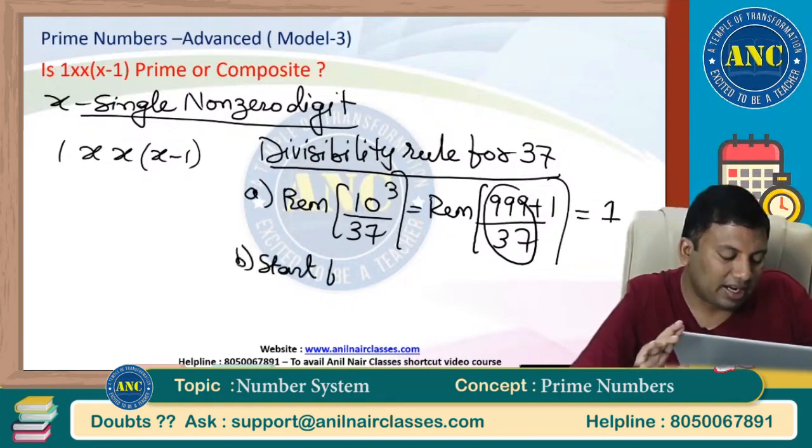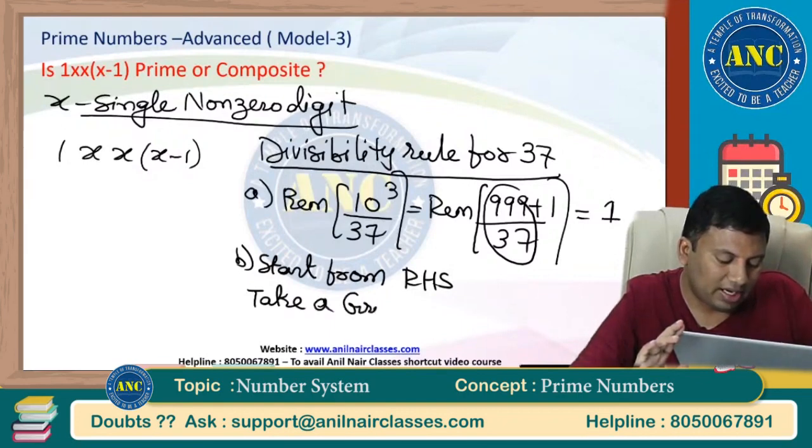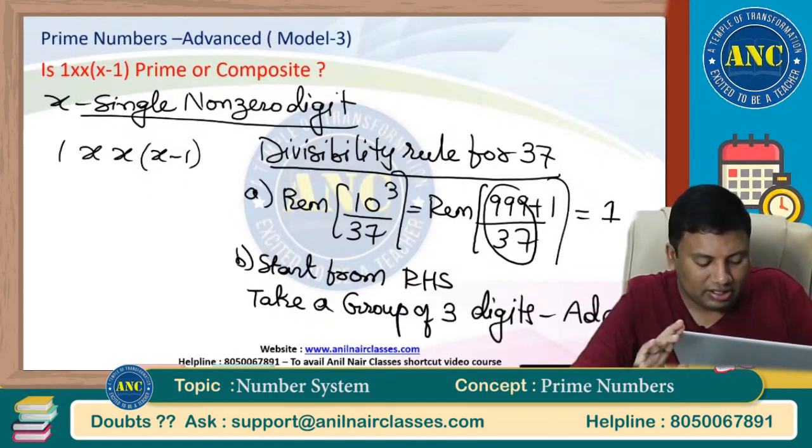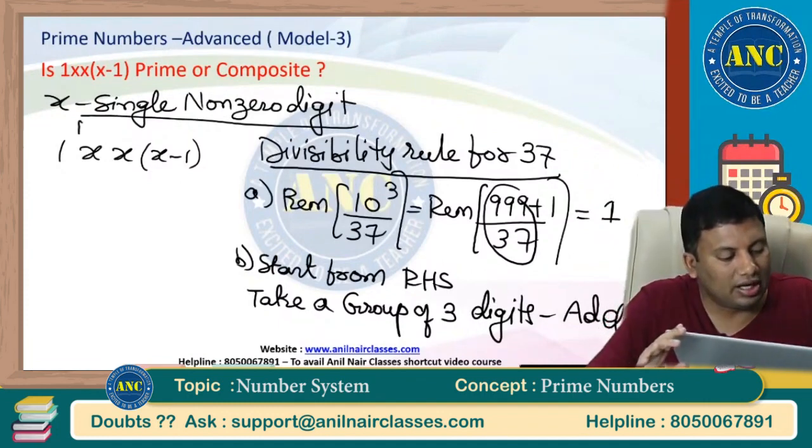So what is the concept? Start from the right hand side. Take a group of 3 digits. Add them. This is the first key point. So take a group of 3 digits and add them.